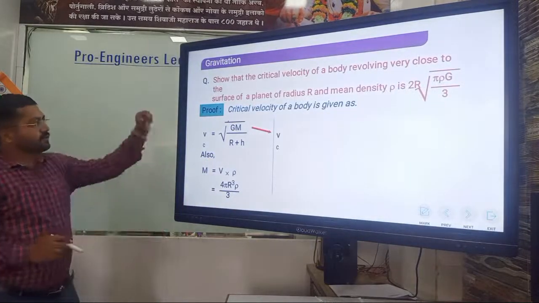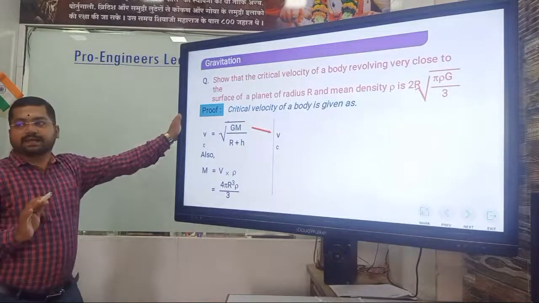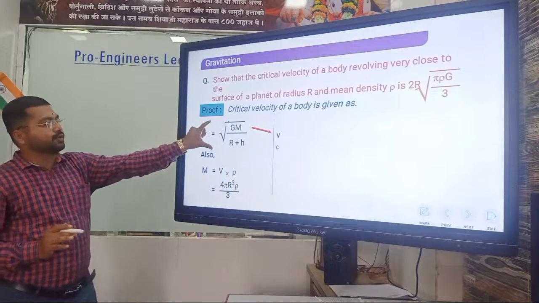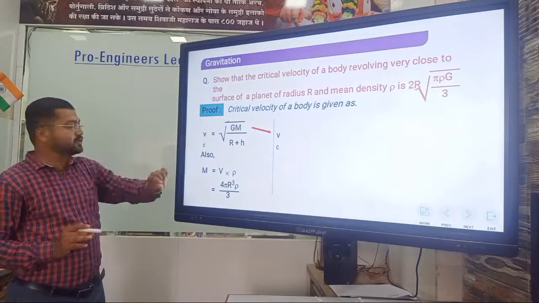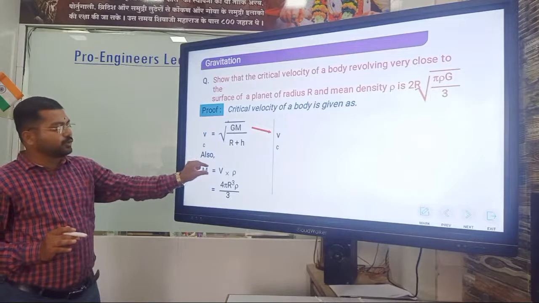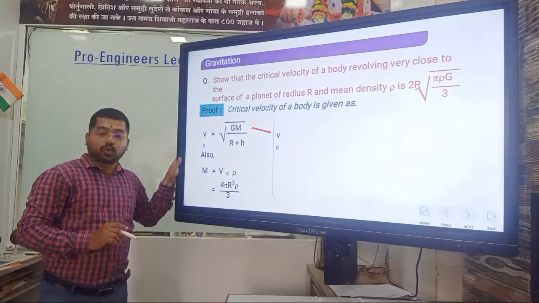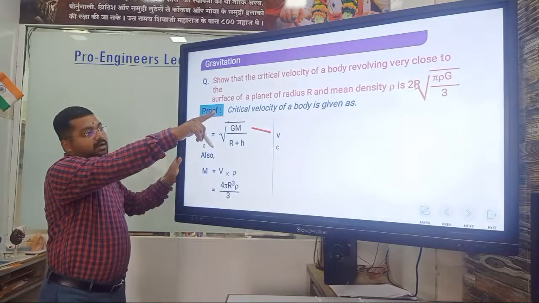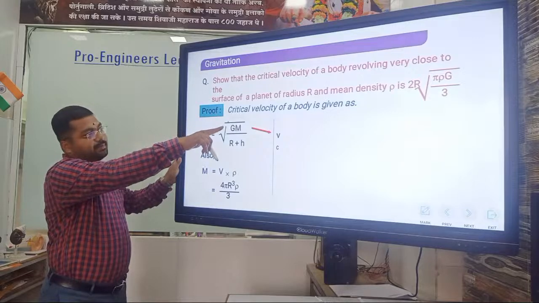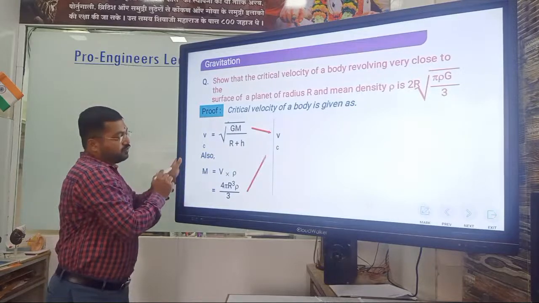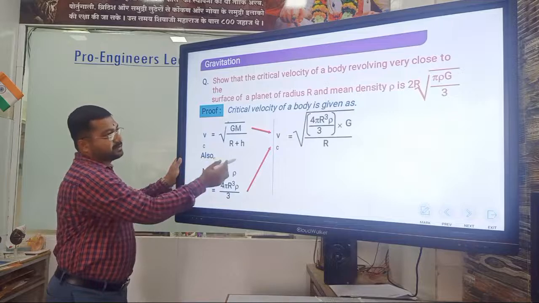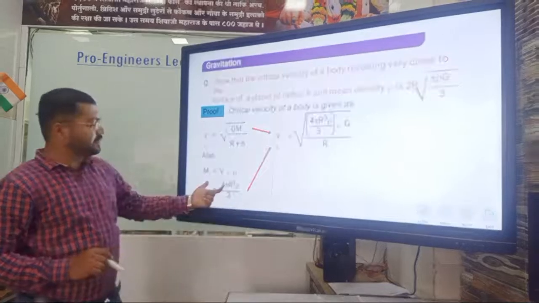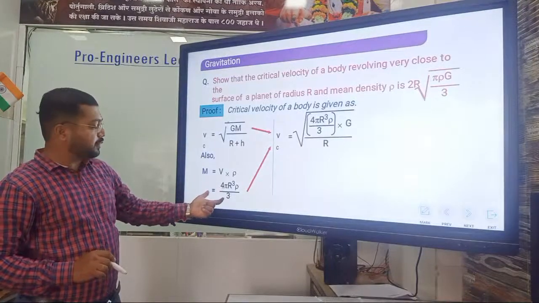Now see here, if you will think about the proof, first of all we have written Vc is equal to under root of Gm upon R plus H. Also M is equal to V into rho. So what is rho? Rho was given, 2R under root pi rho G by 3. So pay attention here. What we have done, here they have given 4 pi R cube rho by 3.